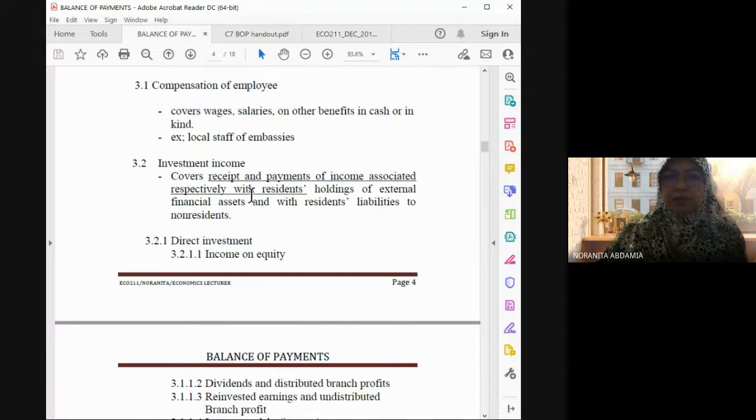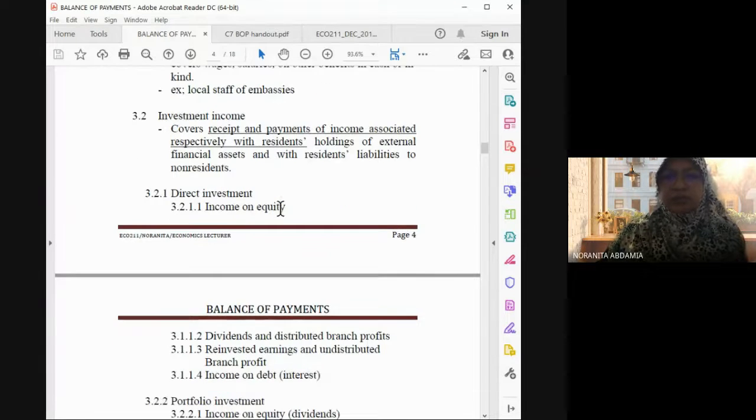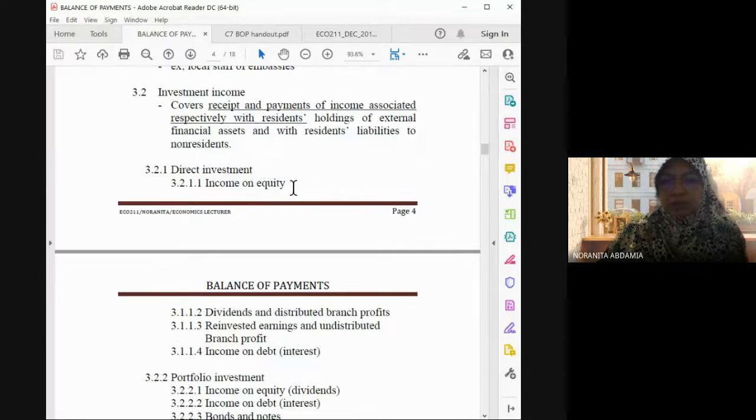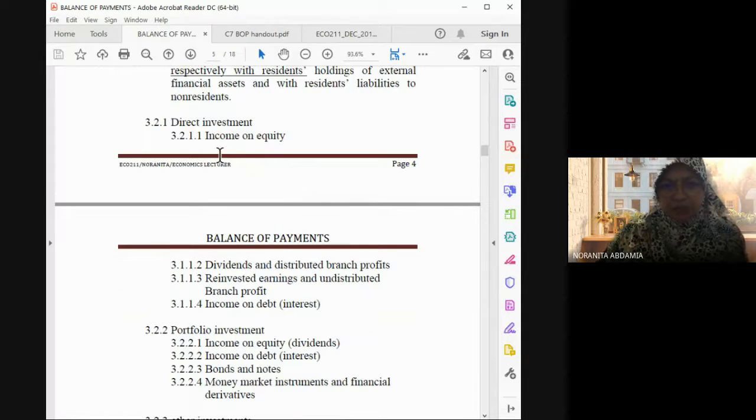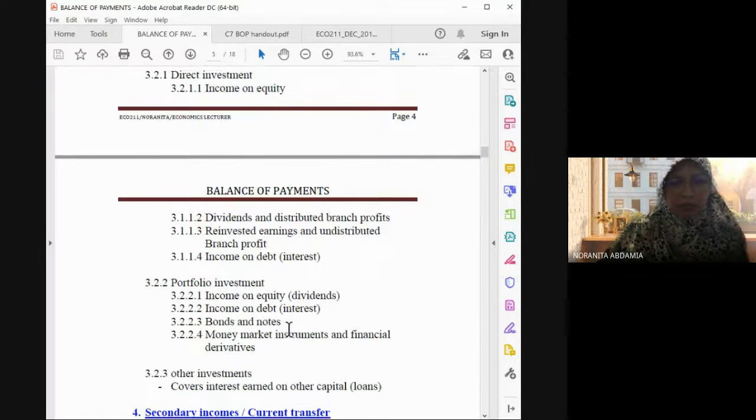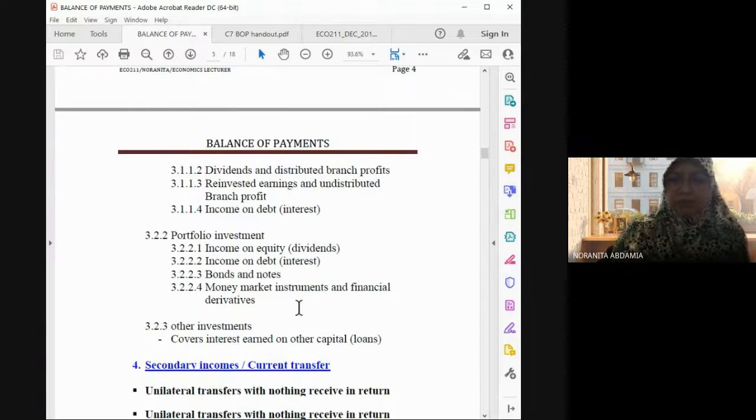Investment income cover like receipts, payment of income associated respectively with resident. And kalau direct, which is there is income on equity. This is actually the name of the item tau. But so far tak keluar lagi. Yang keluar cuma nama dia je. So please don't worry about that. Okay, as long as you tahu that's actually the sub account and what's actually the major sub account in that. That's enough. Okay, right.